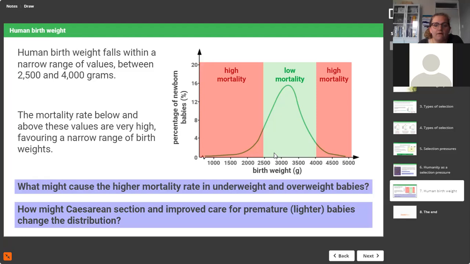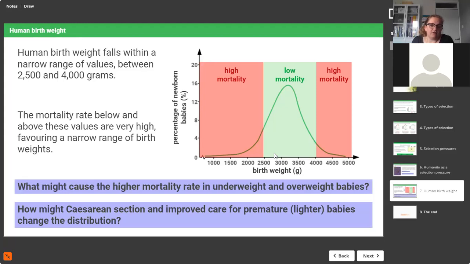If you think about the underweight babies, that high mortality rate is possibly because they're not going to be fully developed. They might be premature, they might not have fully developed organs, so they're not going to have as good an immune system, the body's just not going to be working as well. Babies that are larger, the high mortality rate is probably more about labour and during birth and the danger there.